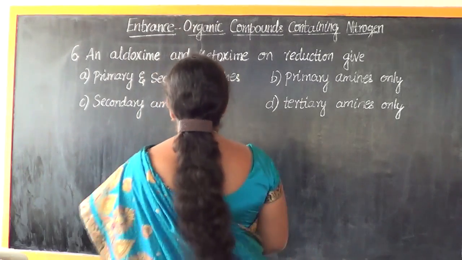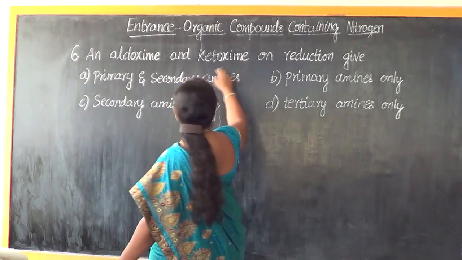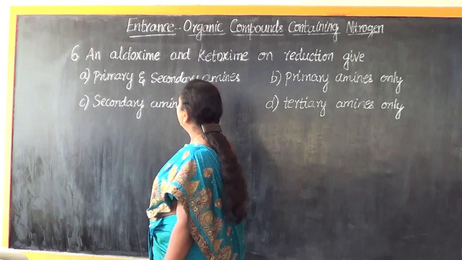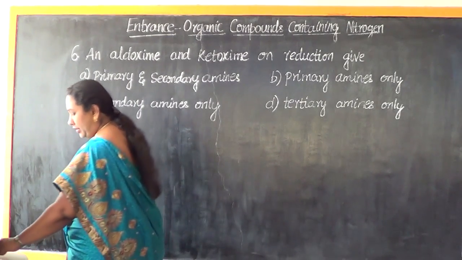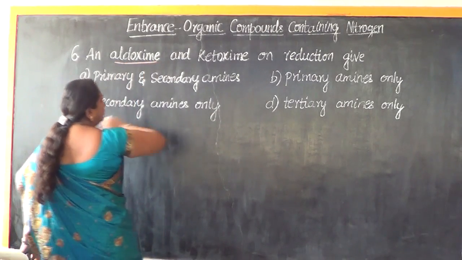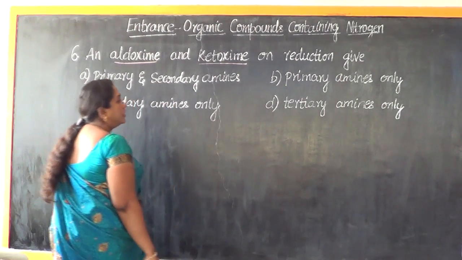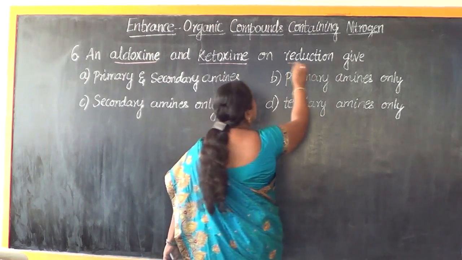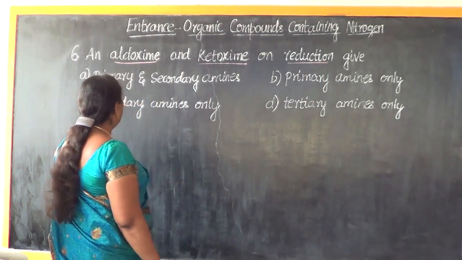Let's continue to understand question number 6. An aldoxime and ketoxime on reduction give. So, what are the two important compounds under consideration now? It's an aldoxime and a ketoxime. This is subjected to the process of reduction. Now, this upon reduction is going to yield us.